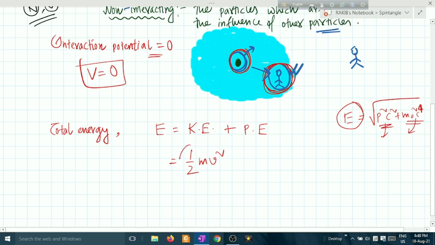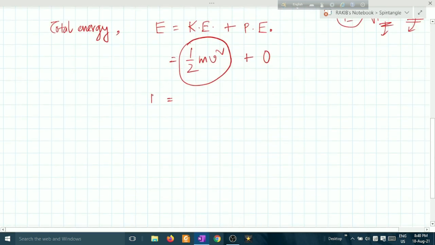In case of a non-relativistic particle, the kinetic energy is half mv square, as you know from your earlier classes. And now the potential energy is what? Potential energy in our case will be 0. That means we can write that E is equal to half mv square. This means you can easily construct this as m square v square upon 2m. That means what does it become? It becomes p square upon 2m.